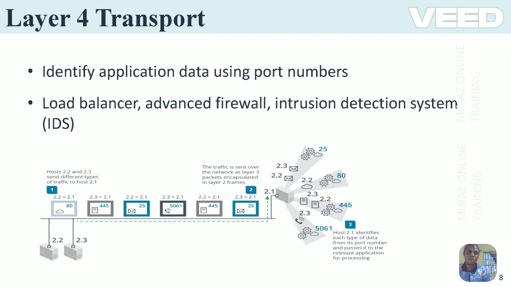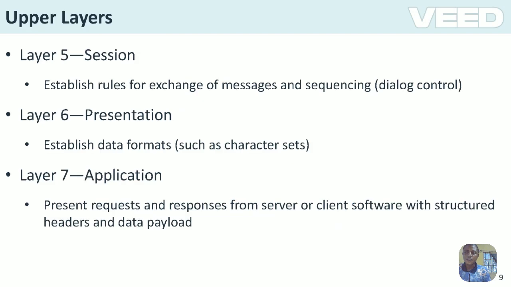Under these devices, we have what is known as the load balancer. In our next video, I'm going to explain what a load balancer is. We have the advanced firewall and the intrusion detection system. The last one we talk about is the upper layers, which are the session layer, presentation layer, and application layer. The combination of these three is known as the upper layers. We are going to break it down one by one in our second lesson.